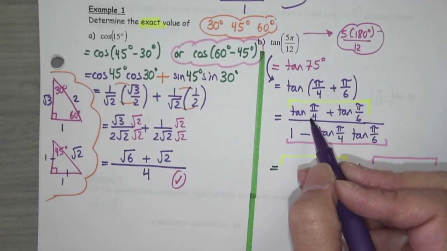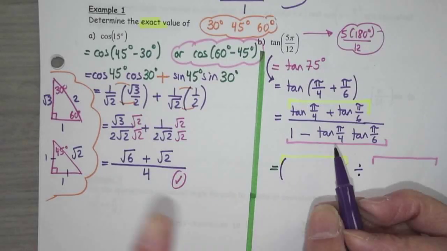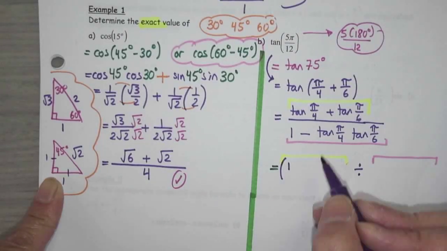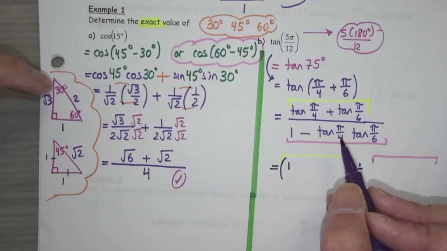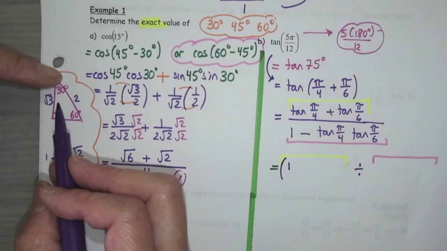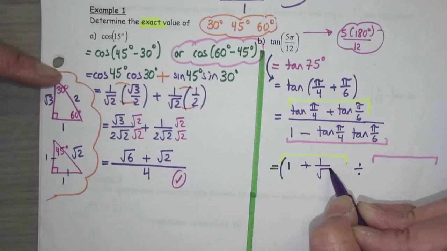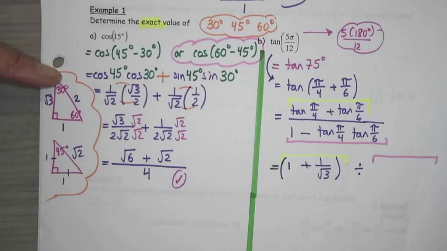So I would do tan of pi over 4, which is 1 over 1, which is just 1. Plus tan of pi over 6. We know pi over 6 is 30, so that's 1 over root 3. So plus 1 over root 3. Is that okay?